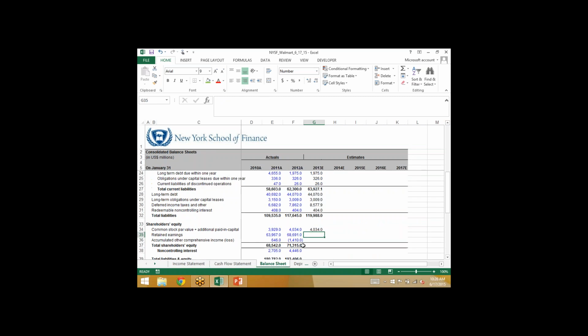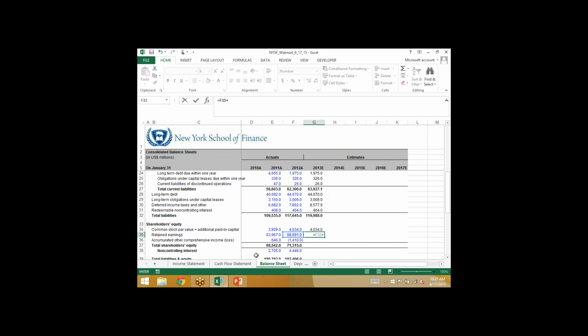Okay, what about retained earnings? What impacts retained earnings? Dividend payout, net income, right? Retained earnings is the earnings after any payouts to equity holders. So it's the net income after dividends.